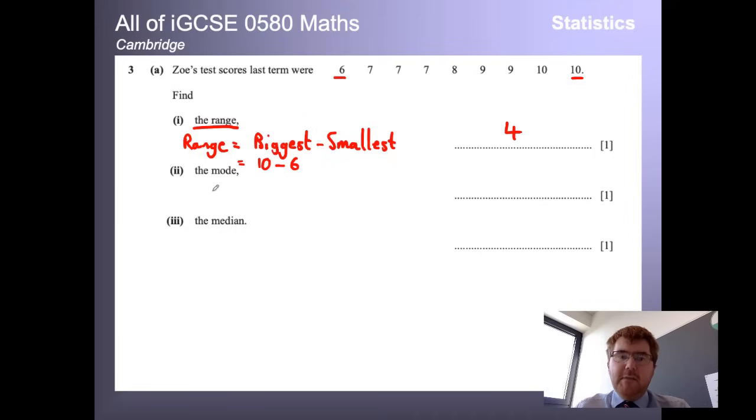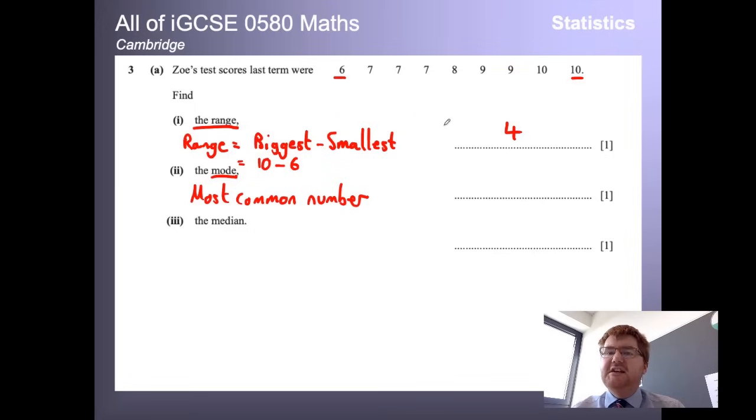Now, the mode, remember, you need to know these key definitions on your course, is the most common number. So that's what the mode is. It's the most common number in our collection of test scores. And you'll see we've got 3 lots of 7 compared to every other number. So that is the most frequent number. So we've got 3 7s, therefore our answer is going to be 7.